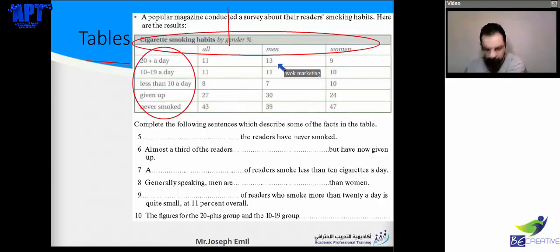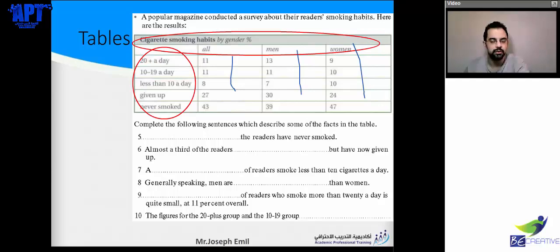13% of men who smoke, sorry, 13% of male smokers smoke 20 cigarettes a day or more. 9% of women smokers smoke 20 cigarettes or more a day. So be very careful here. Those are very separate graphs, very separate fields here.